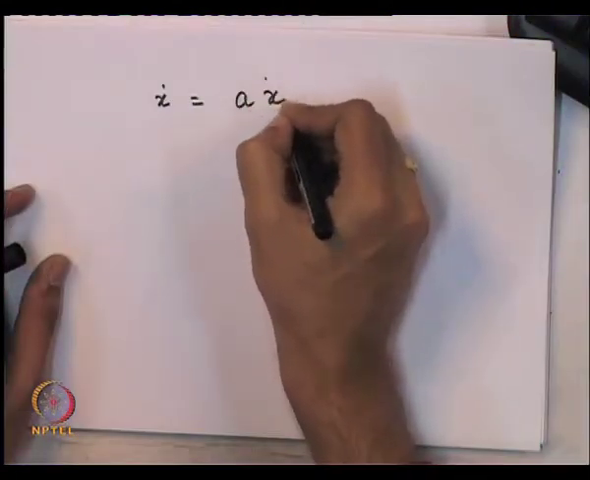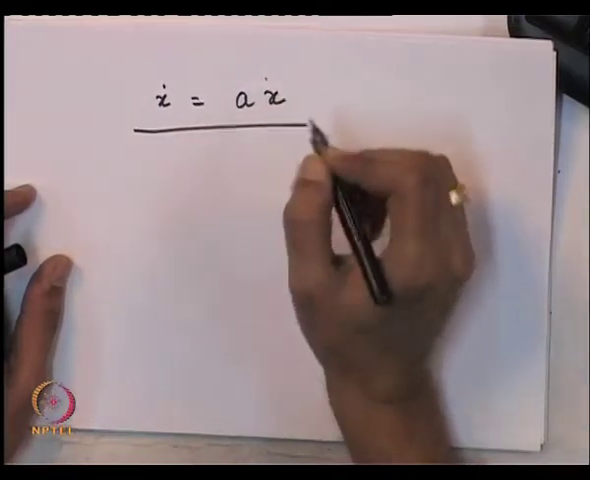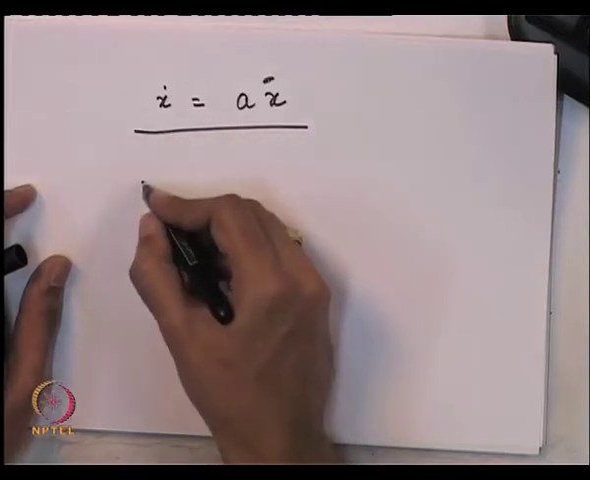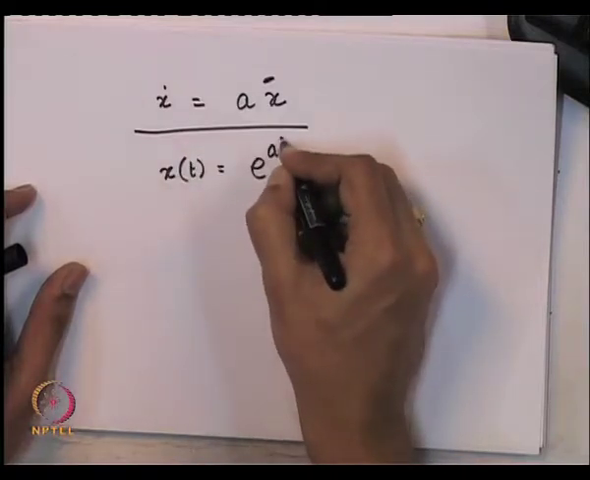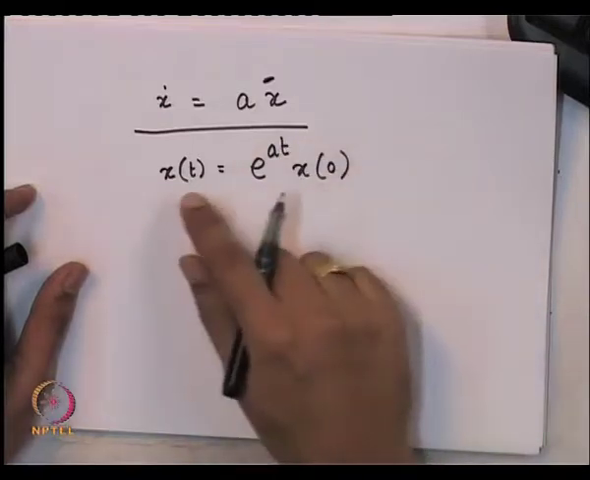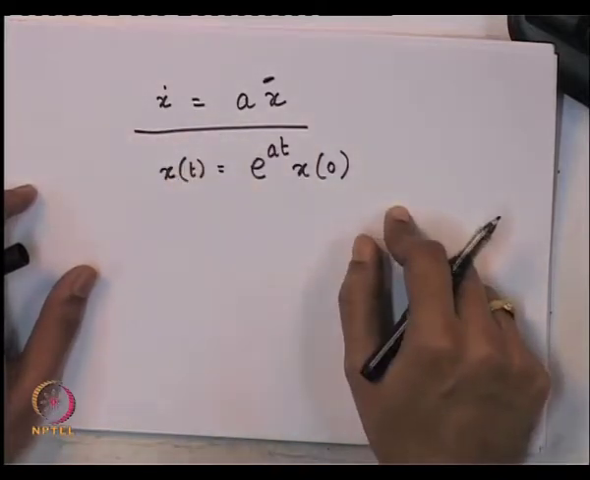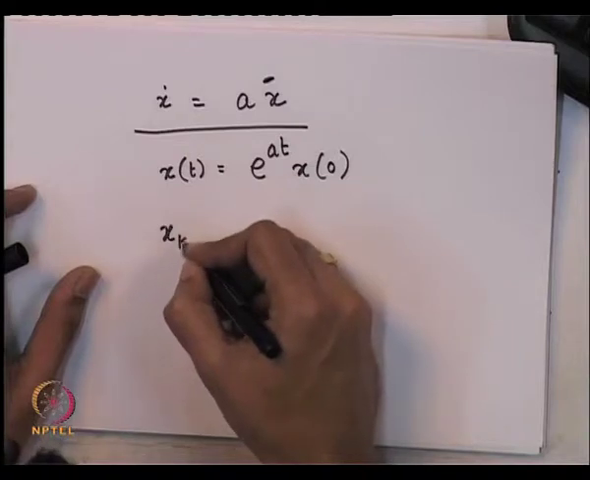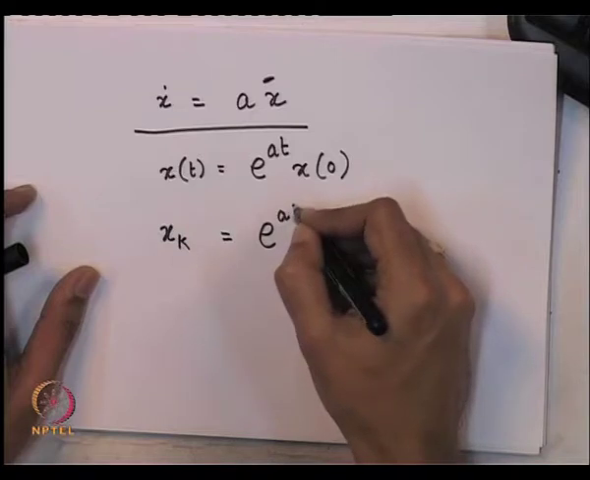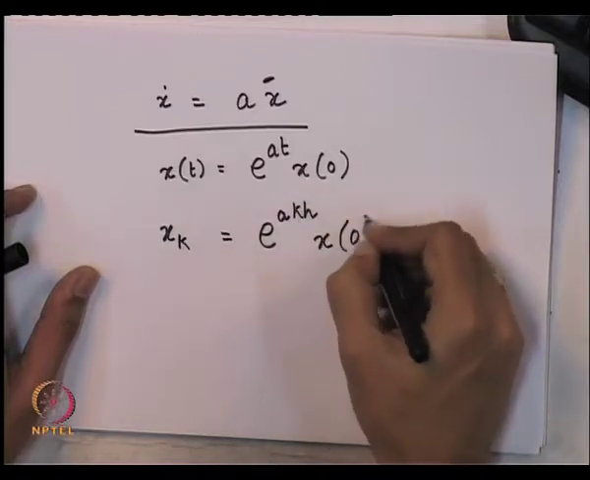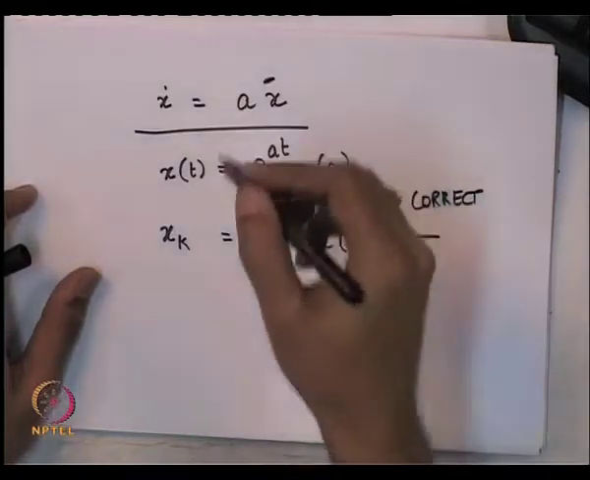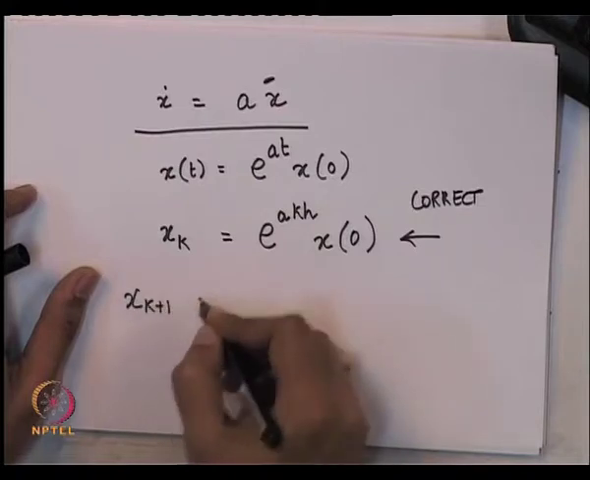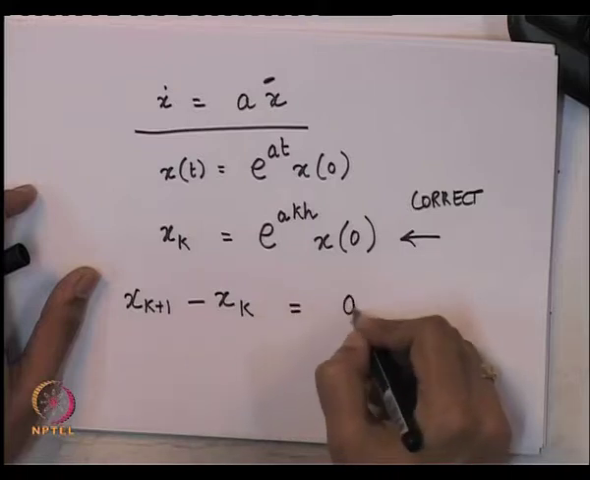So, if you take for example, a system x dot is equal to a x, what is the solution of this? x of t is equal to e raised to a t times x of 0, and of course, if I sample the correct response at discrete points, you will get x of k is equal to e raised to a k h into x of 0. So, this is the correct sampled response. But if I use a numerical integration method like Euler method, this is a linear system.